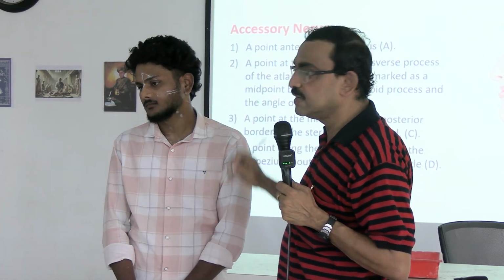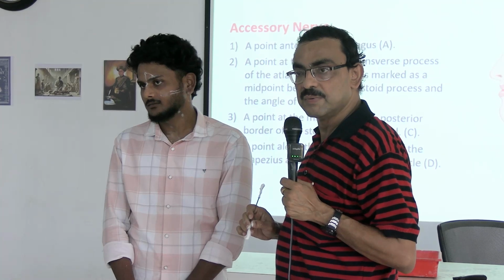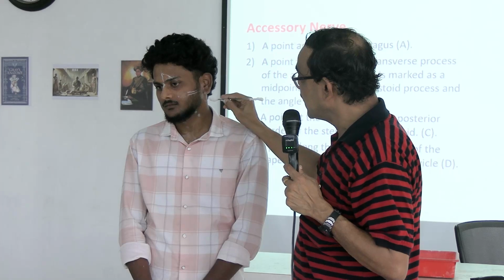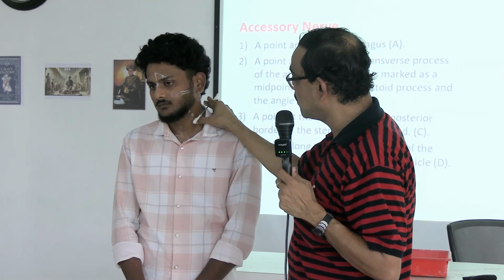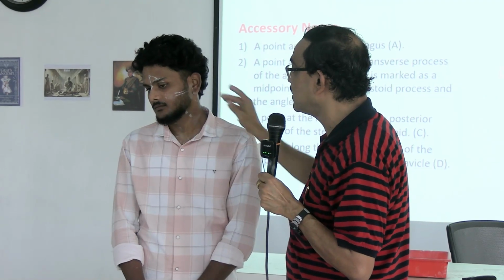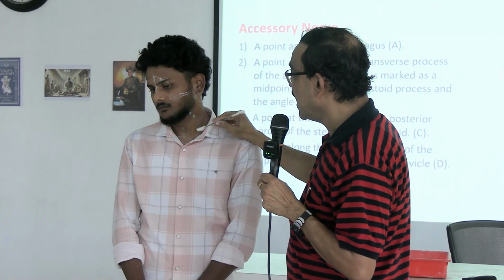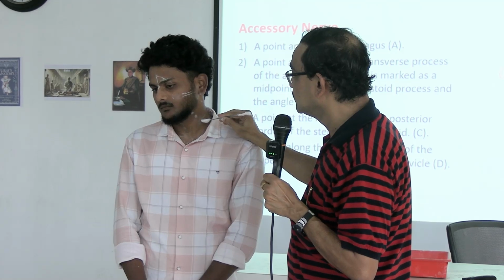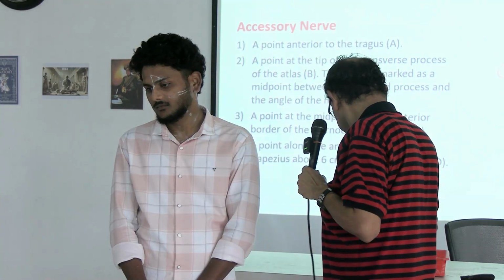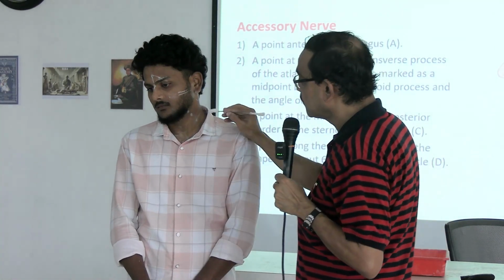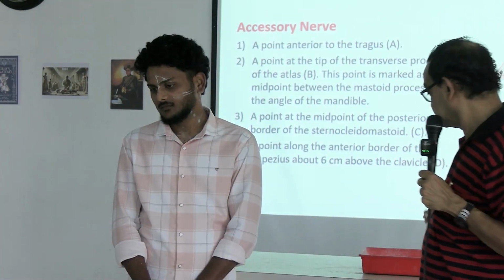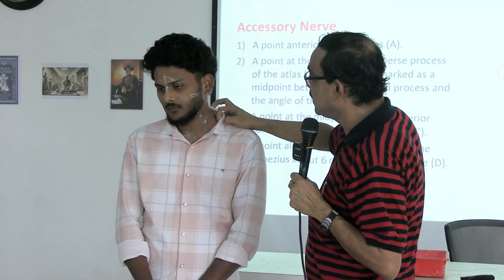Upper 1/4 and lower 3/4 of the anterior border of the sternocleidomastoid. Then this is the posterior border. In the posterior border, where I should put a point, upper 1/3 and lower 2/3. We can put another point. Another point we can feel.